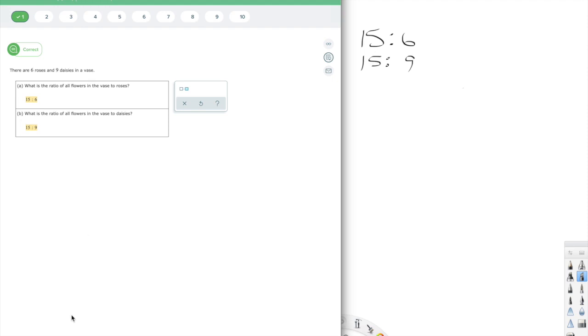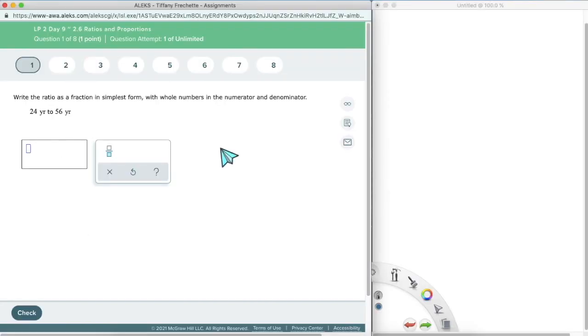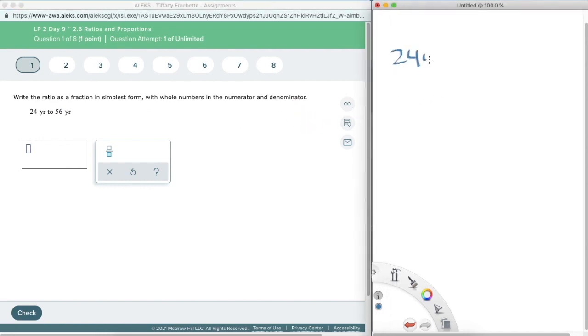All right, so let's go ahead and try the next one. So we have write the ratios as a fraction in simplest form with whole numbers in the numerator and denominator. So they do not want any decimals here. Okay. So if we have 24 years to 56 years, we're going to do just like they did on that example. 24 years to 56 years. So that is another way of comparing with a fraction. So that means that we need that fraction bar there.